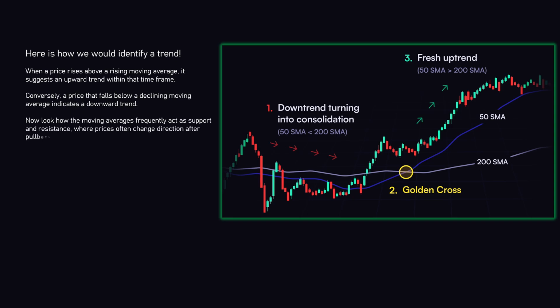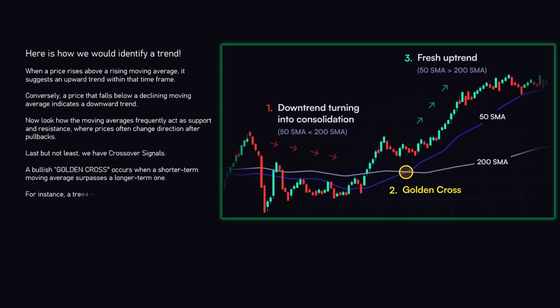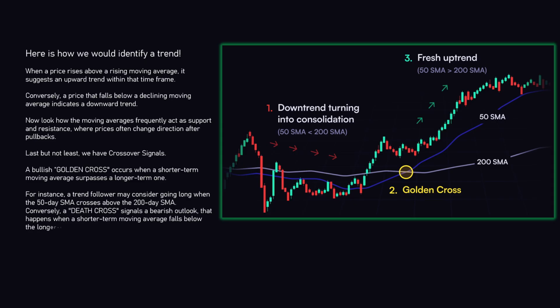Crossover signals are particularly important. A bullish golden cross occurs when a shorter-term moving average surpasses a longer-term one, for example, when the 50-day crosses above the 200-day. Conversely, a death cross signals a bearish outlook, happening when a shorter-term moving average falls below a longer-term average.